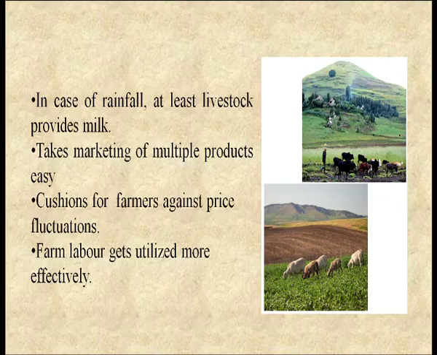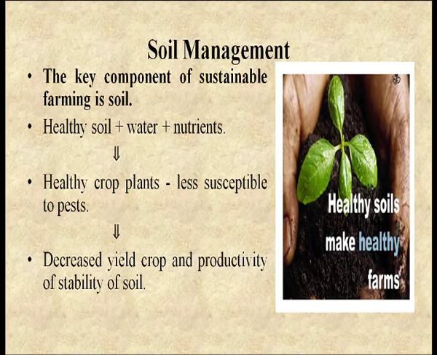Now come to soil management. A healthy soil is a key component of sustainable agriculture. That is, healthy soil along with water and nutrients produces healthy crop plants that are less susceptible to pests and diseases. Accordingly, soil must be protected and nurtured to ensure long-term productivity and stability. Methods of protection include using cover crops, compost, reducing tillage, and conserving soil moisture by dead mulches. This increases the water holding capacity of the soil.